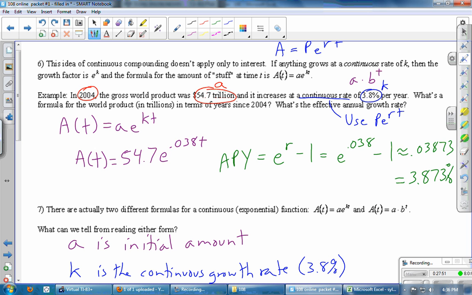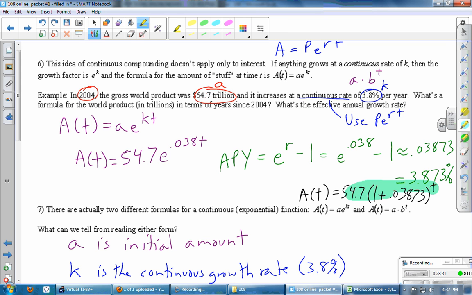But when we have this 3.873, I think what we're saying is that the formula that we had in purple in the top left here, this 54.7 e to the 0.038t, is really the same as 54.7 times 1 plus this r, 0.03873, raised to the t. And you can graph both of those functions on your calculator if you wish and convince yourself that one is landing right on top of the other. But those two functions are the same.